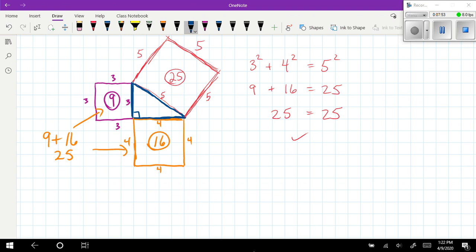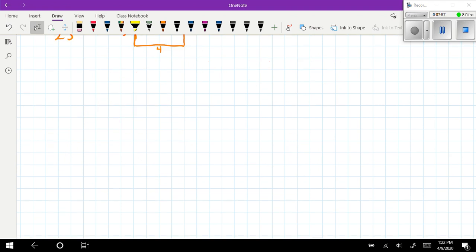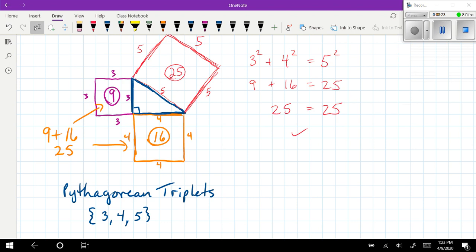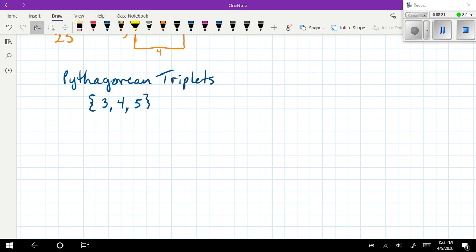So I'm going to come back up here and write Pythagorean triplets. When we give the Pythagorean triplets, we usually give them in a set of brackets, not parentheses, and from small to big, so 3, 4, 5. So 3, 4, 5 represents the sides of a right triangle, and if you definitely have a right triangle, well then 3, 4, and 5 are going to verify the Pythagorean theorem. Now I could take a 3, 4, 5 triangle and I could double it in size.